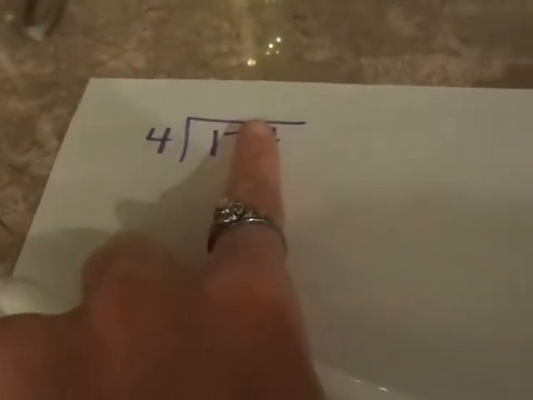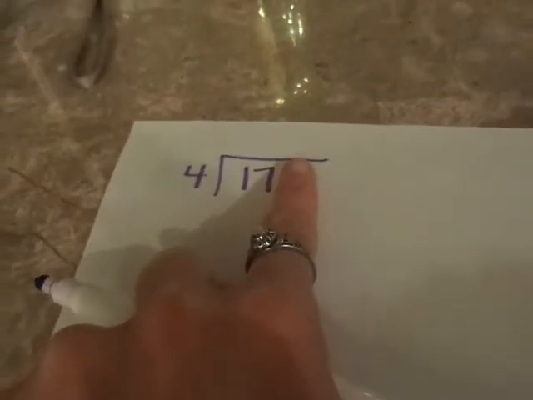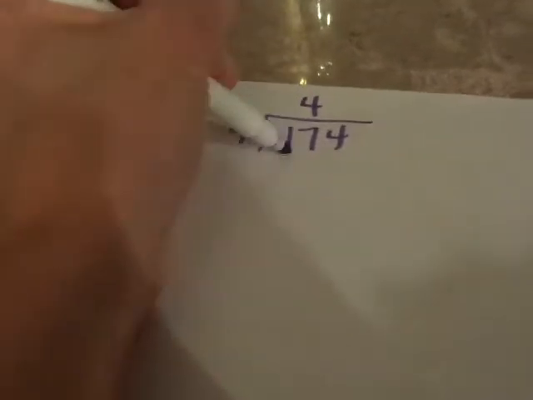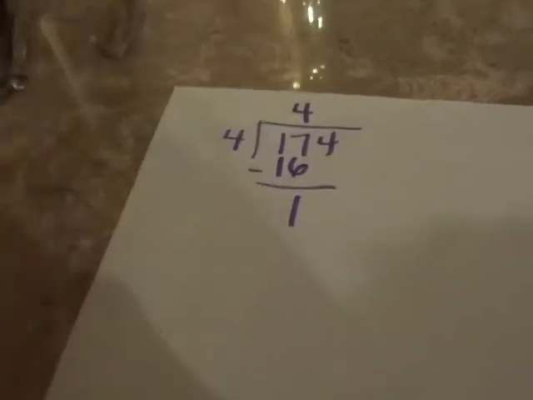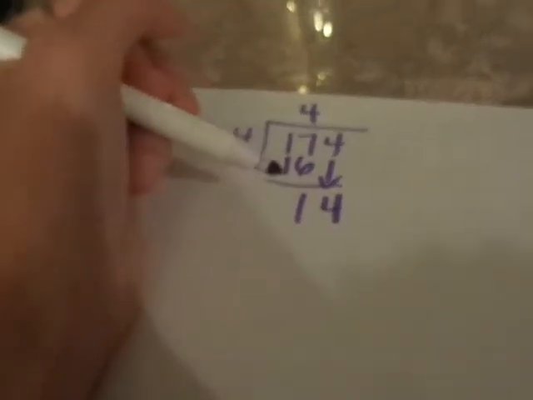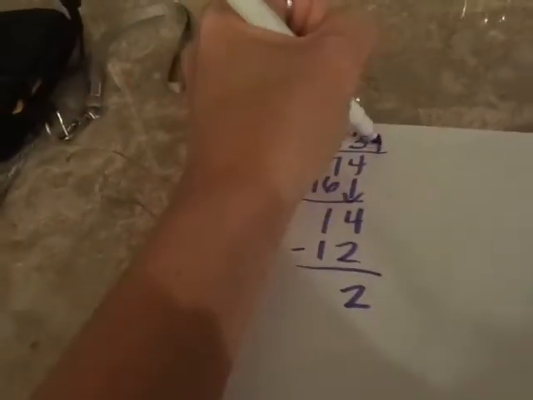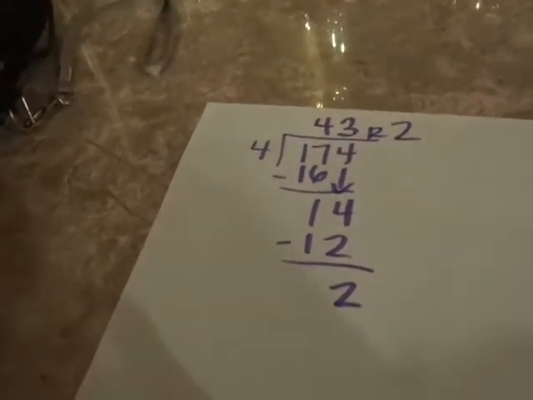Now let's say you were solving that traditionally, 174 divided by 4. Cover up all your place values. How many times can 4 go into 1? It can't. How many times can 4 go into 17? 4 times. 4 times 4 is 16. Subtract that out. Bring down your 4. How many times can 4 go into 14? 3. 3 times 4 is 12. And we still get our 43, remainder of 2.